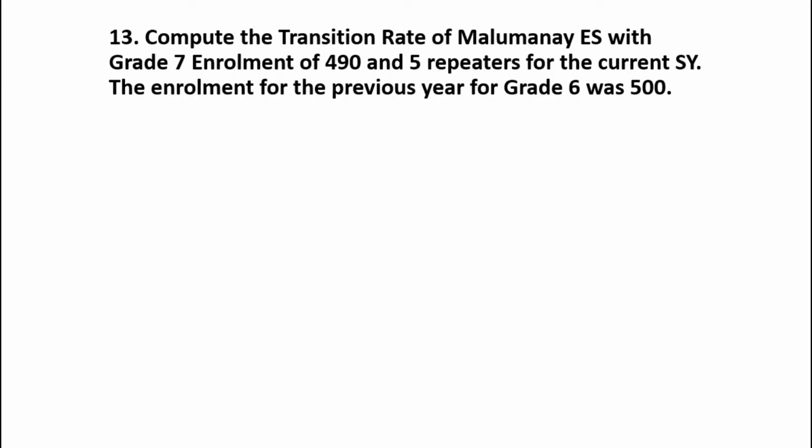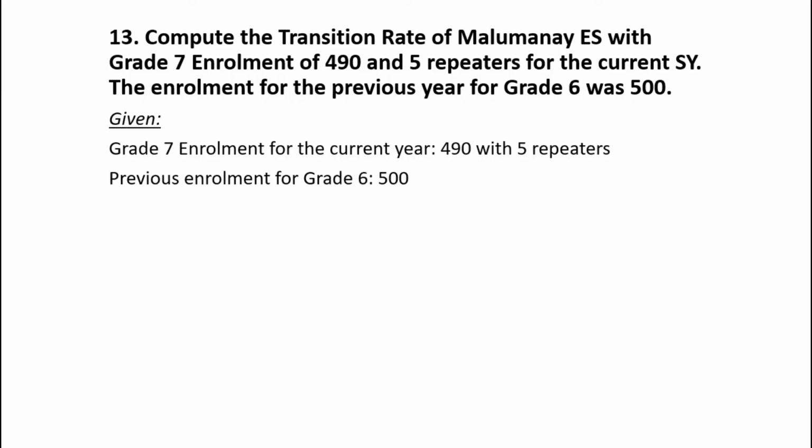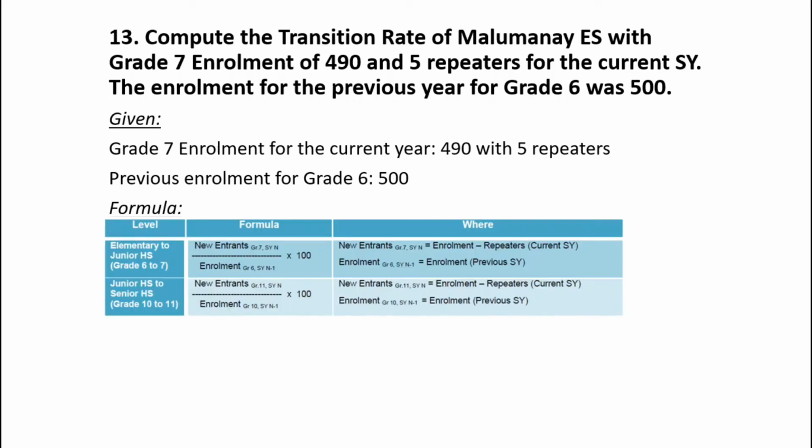Time is up. So the given is the grade 7 enrollment for the current year is 490 with 5 repeaters. Take note, there were 5 repeaters. And previous enrollment for grade 6 is 500. So the formula is enrollment for the new entrants less the 5 repeaters for the current school year. And you divide that by the enrollment for the previous school year, which is 500. So the answer is 97%. So that's the transition rate. Okay? So let's proceed. Next question.